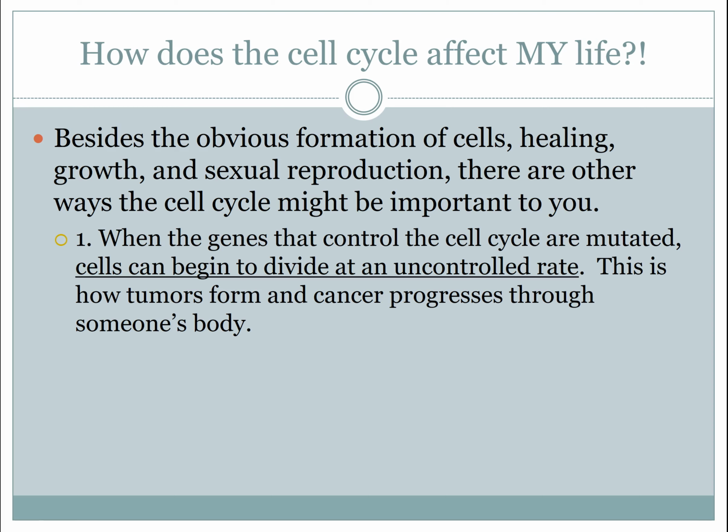First, when the genes that control the cell cycle are mutated, it's like a clock. In a clock there's a set of gears, and in a cell there's a set of genes that control how fast that moves. If those are mutated, cells can begin to divide at an uncontrolled rate. And this is how tumors form. Tumors are a growth of cells, and those cells have grown uncontrolled. And that's how cancer can progress through someone's body. So, for sure, the cell cycle is pertinent to your life if you know anyone that has cancer.